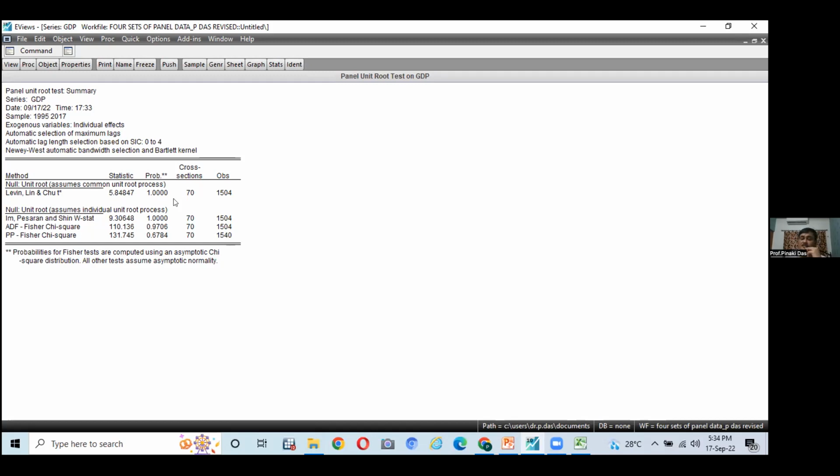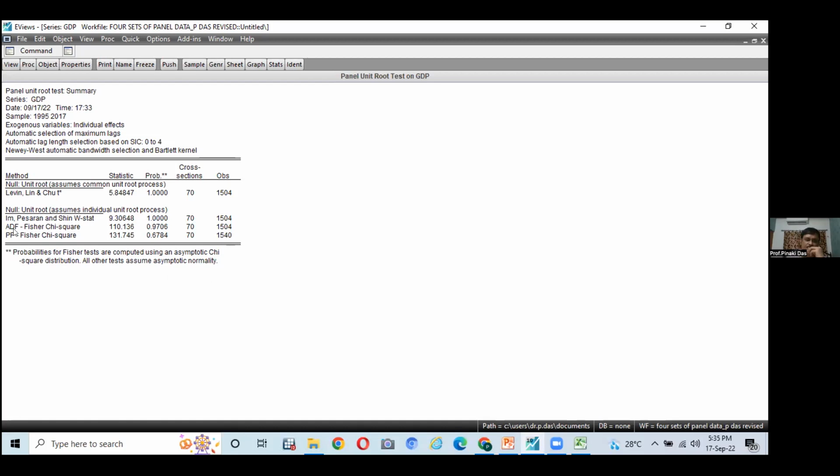The threshold value for the level of significance is up to 5%. If the level of significance is more than 5%, then we can say that the test is not statistically significant. For the larger value of the probability, here we argue that the Levin-Lin-Chu method is not statistically significant. Similarly, the Im-Pesaran-Shin method, its value is also 100%, not statistically significant.